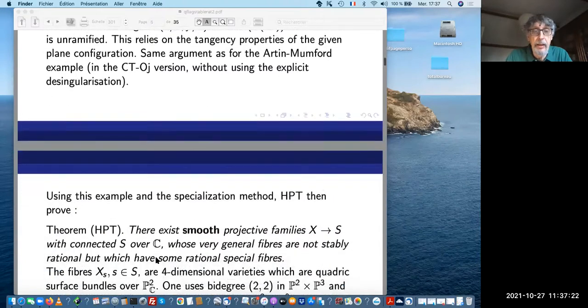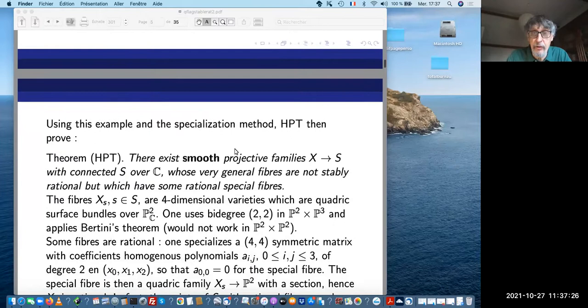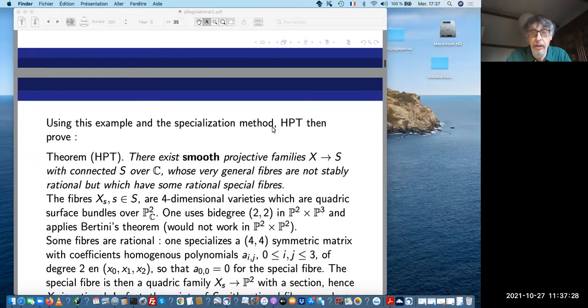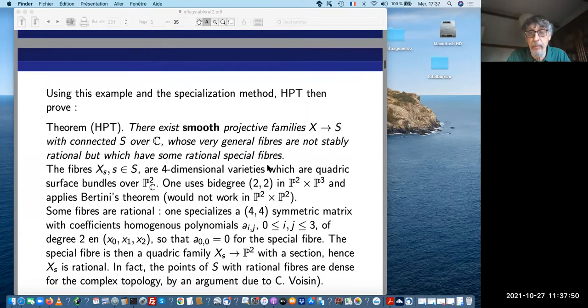Okay. And now using this example as a special fiber and the specialization method, Hassett-Pirutka-Tschinkel proved what I announced at the beginning: there are smooth projective families X goes to S. So the map X to S is smooth, S is connected, you can take a curve if you want, obviously. The very general fibers are not stably rational, but there are some special rational fibers. And this was a big open problem, whether there existed such families.